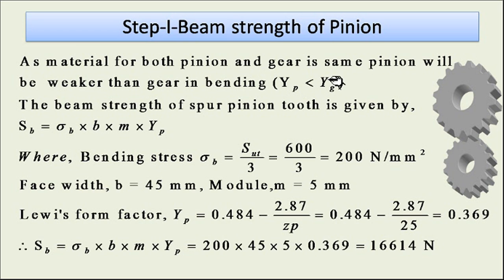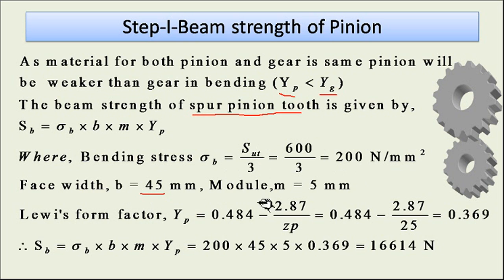So here the sigma B we are not going to compare because it is same, so we will just compare the Yp and Yg values. Always the Yp value will be less than the Yg, as the number of teeth for the pinion are less than the number of teeth on the gear, and therefore we are calculating the beam strength for pinion of that particular spur gear. So this is the equation that can be written for beam strength of pinion: sigma B into B into M into Yp. We will calculate bending stress first. That is SUT by 3. So 600 divided by 3, that is 200.